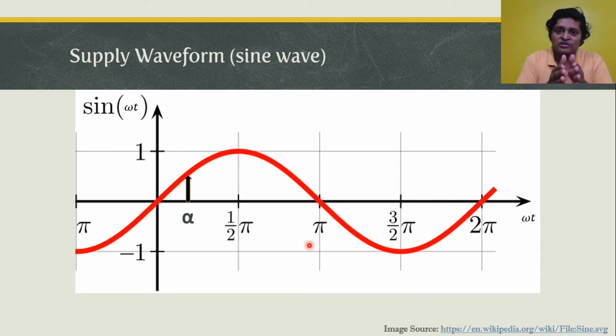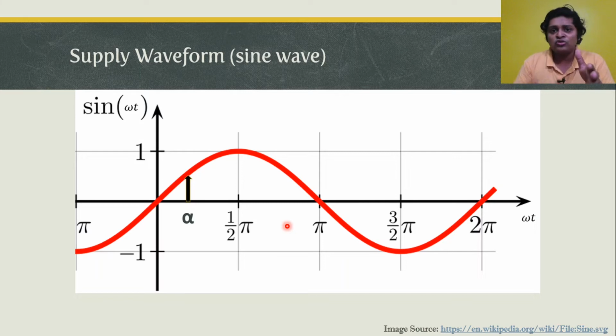Now what happens at the instant pi? At the instant pi, what we observed is that the supply voltage becomes 0. As soon as the supply voltage reduces to 0, it reduces the current flowing through the SCR below the holding current value. As soon as the current flowing through the SCR decreases below the holding current value, the SCR goes to the off condition.